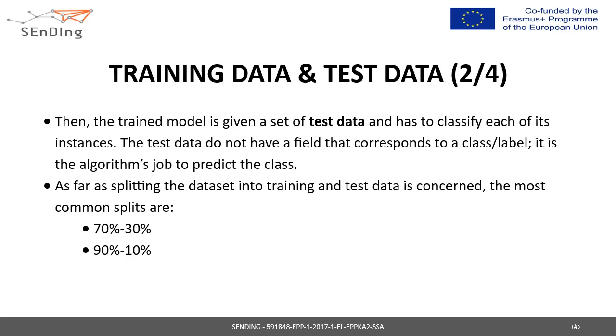Then, the trained model is given a set of test data and has to classify each of the instances. The test data do not have a field that corresponds to a class/label; it is the algorithm's job to predict the class. As far as splitting the dataset into training and test data is concerned, the most common splits are 70%-30%, 90%-10%.